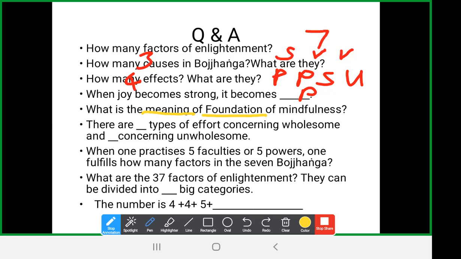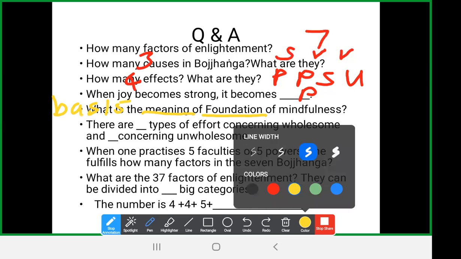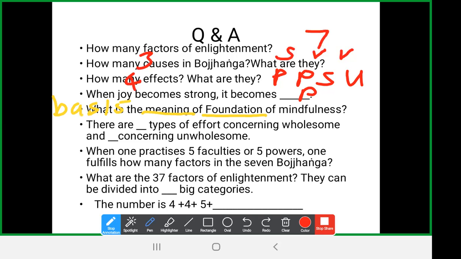The answer is basis, and what else? Besides the word basis, what else? When you take the body as a meditation object, the four foundations of mindfulness actually means the object. Is your breathing the object? Yes. Are the four great elements the object? Yes. So remember, foundation of mindfulness actually means the object.